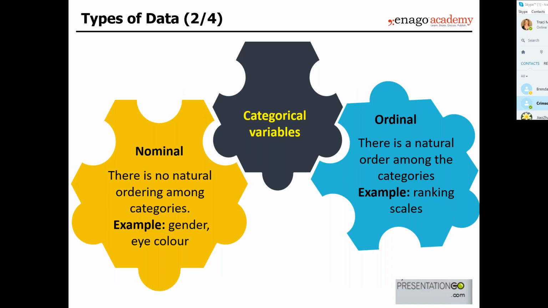Now, expanding our categorical variables, we have nominal and ordinal. So in the nominal categorical variable area, there's no natural ordering among categories. For example, gender and eye color. However, ordinal data does have some type of ranking scale. So a common example of that would be the Likert scale, when we're using 0 to 5 or 1 to 5, or a pain scale. On a scale of 1 to 10, how bad is your pain? That is an example of an ordinal scale.